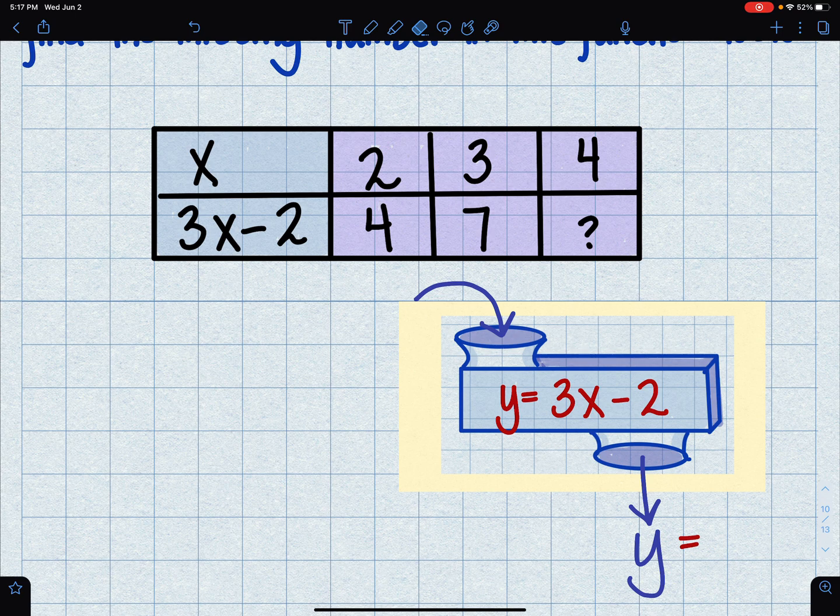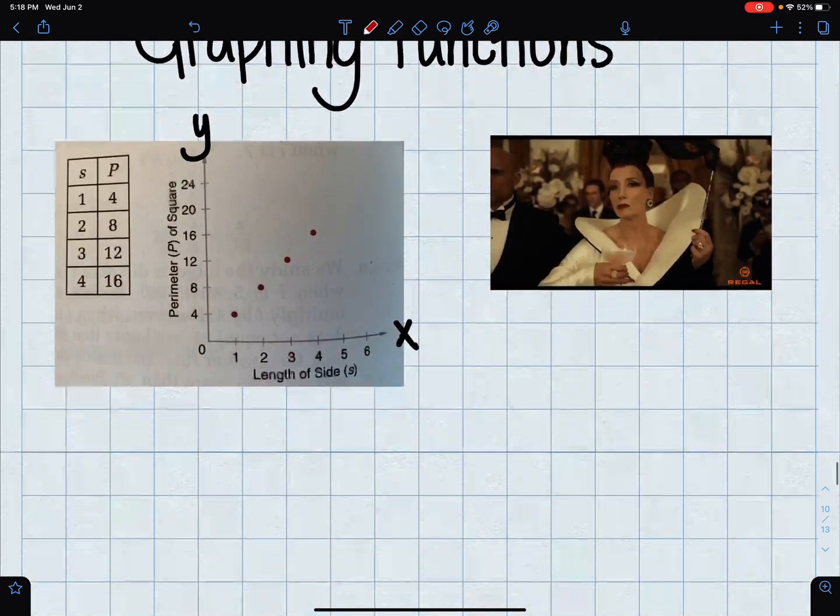So we're going to plug in this 4. So we plug in 4 into the machine, and then it's 3 times 4, which is 12, minus 2. So y is going to be equal to 10. And that is the missing thing here. It's going to be 10. Easy peasy. So you found the missing number. All right. Now, guess what?